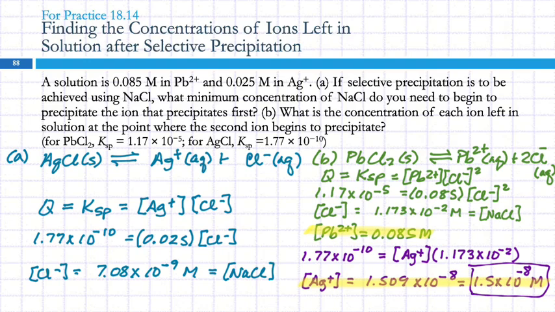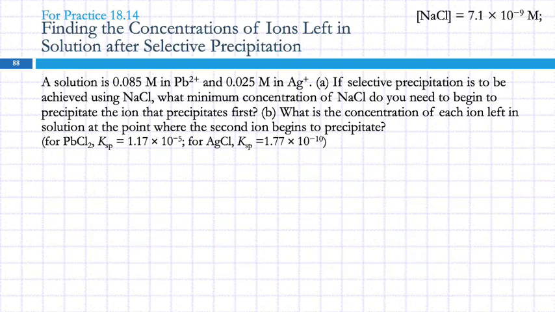You know, we kind of get the feeling with all these calculations: is it actually possible to completely separate things? Not really. It just comes down to, well, how much do you need it separated? Do you need it separated enough that you can't tell it's there anymore? Oh, we can do that. But can we get rid of every last silver ion? No, we can't. So 7.1 times 10 to the minus 9 for the first answer. 1.5 times 10 to the minus 8 for the silver, and 0.085 for the lead.